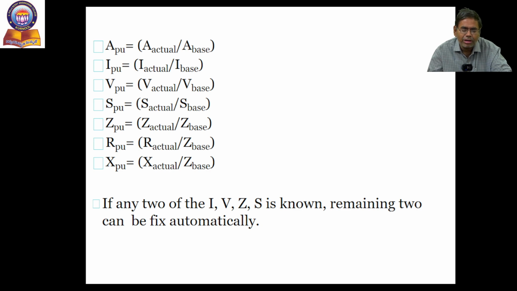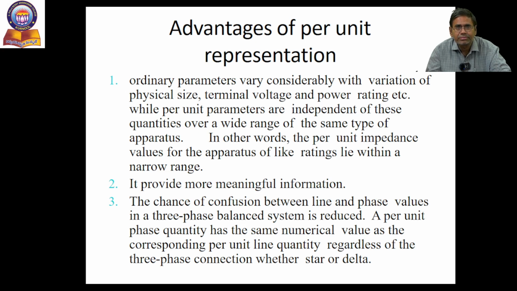For any quantity, the per unit value is the actual value divided by the base value: A per unit is A actual divided by A base, I per unit is I actual divided by I base, V per unit is V actual divided by V base, and so on. If any two of the three quantities, current, voltage and impedance, are fixed, the remaining quantity is fixed automatically. In the per unit system, once any two quantities have been referenced, the other base or reference values are fixed by the relation between the two.